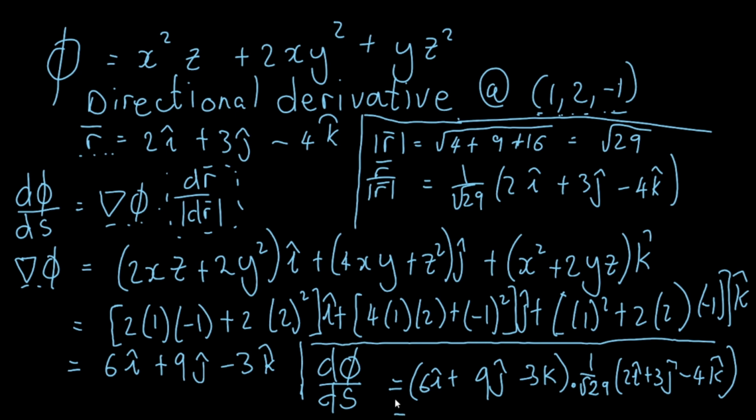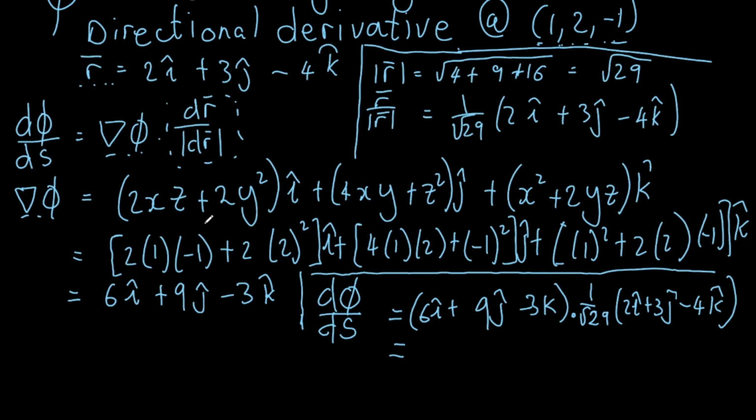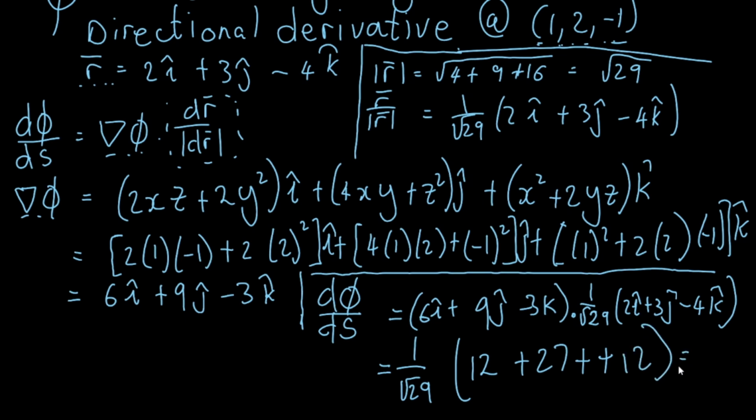So what is this equal to? When we multiply, remember that i times i gives 1 and i times j gives 0. So we're left with 1 over the square root of 29 into 6 times 2, which is 12. Remember, we're taking the dot product, so there won't be any vector components left. 12 plus 9 times 3, which is 27, plus minus 3 times minus 4, which is plus 12. So this is equal to the sum divided by root 29. 12 plus 27 plus 12 gives us 51. So the final answer is 51 over the square root of 29.